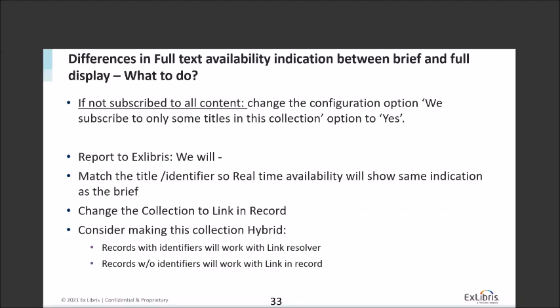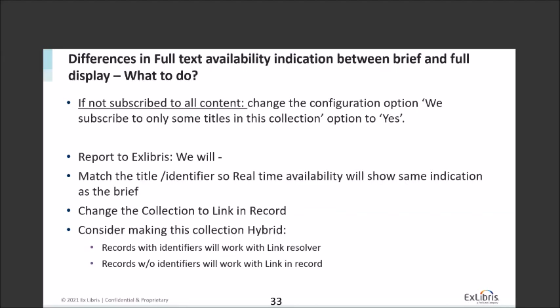This is one option. The second option, which is more robust and not taking care of record by record or title by title, but of any collection, is to change the collection to work with linking record. Of course, this is not a possibility for all collections, but it is an option for collections whose content is relatively unique and where there are no identifiers in the content. It will be very hard to do a link resolver match by identifier, and in these cases, we will change them to link in record.